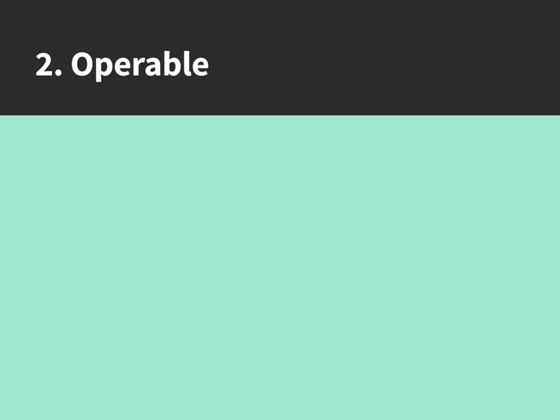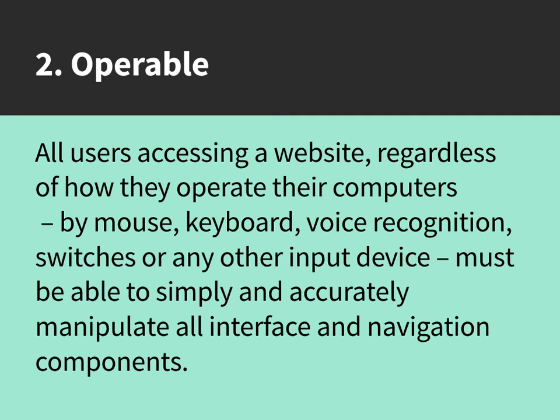The second principle of WCAG 2.0 is operable. All users accessing a website, regardless of how they operate their computers, so by mouse, keyboard, voice recognition, switches, or any other input device, must be able to simply and accurately manipulate all interface and navigation components. So this means that users must be able to operate the interface, and that the interface cannot require interaction that a user cannot perform.